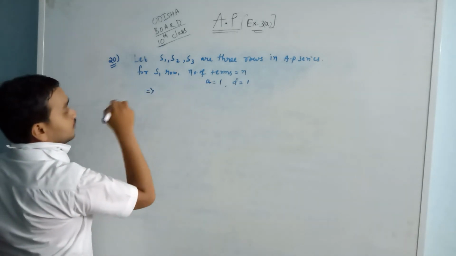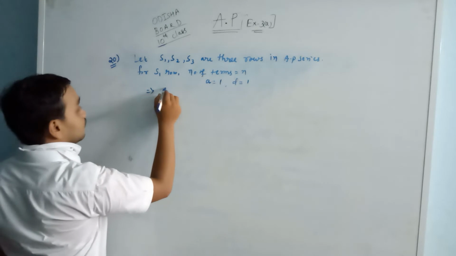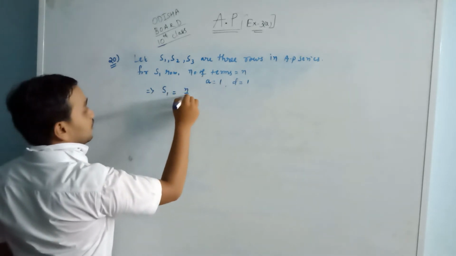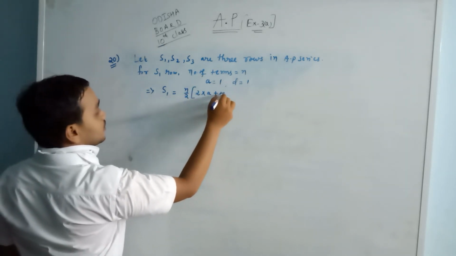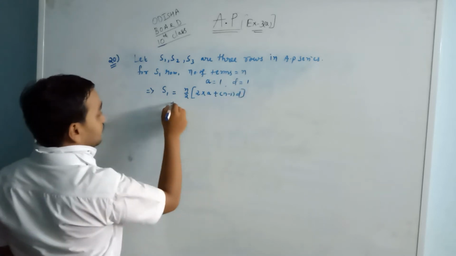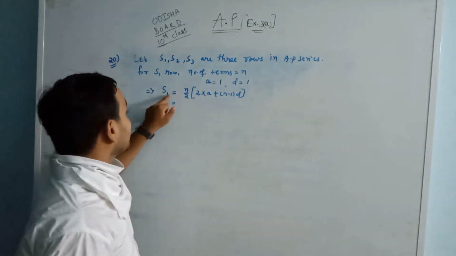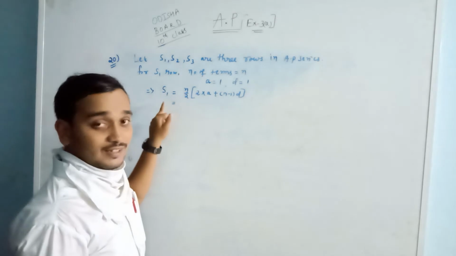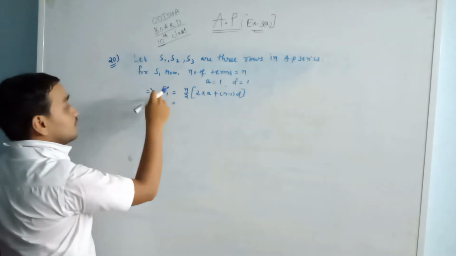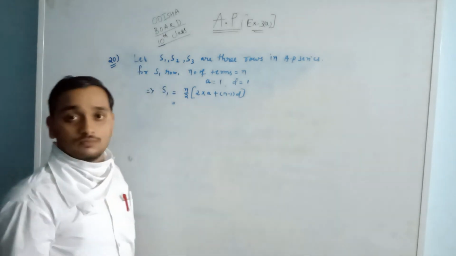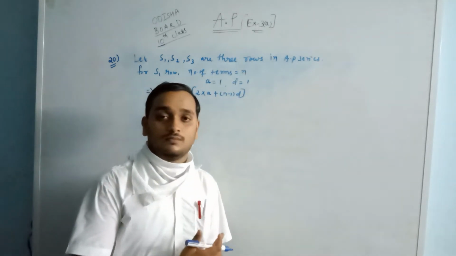Here we find Sn, which is n by 2 into 2A plus n minus 1 into D. See, we are finding the S1 sum, not Sn, because this is row 1, the naming of row 1. We have to find the sum of the S1 row.